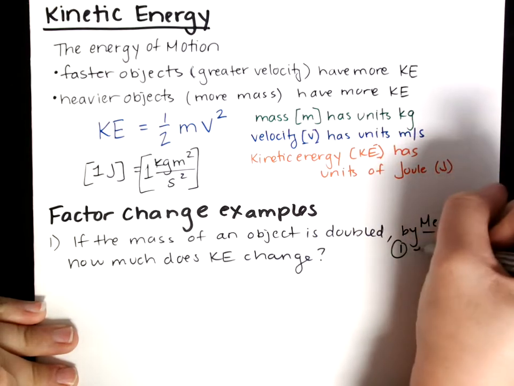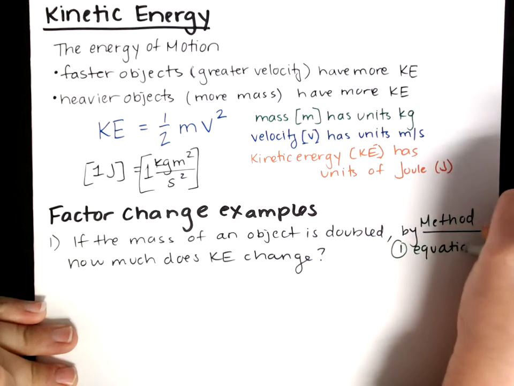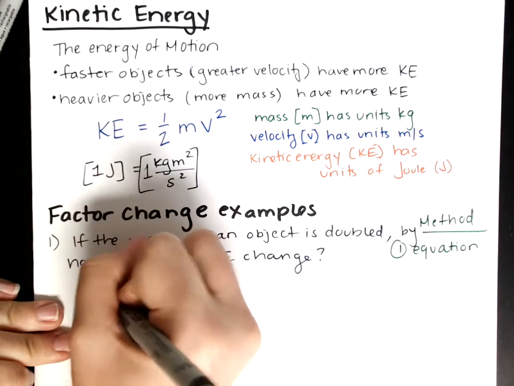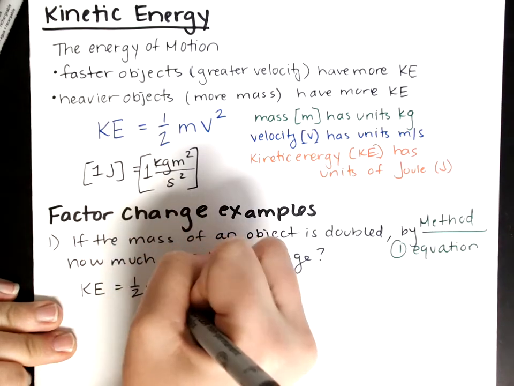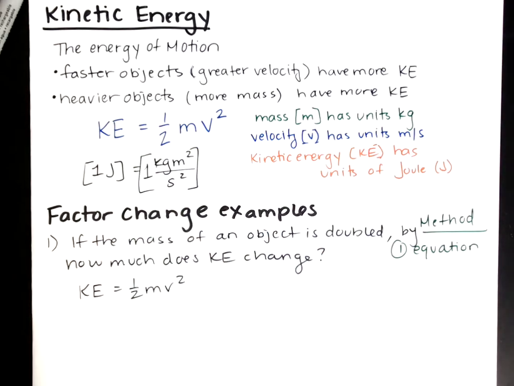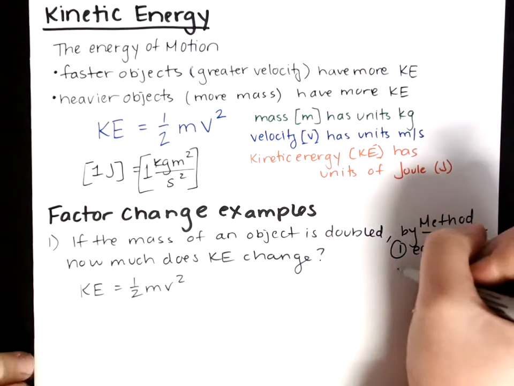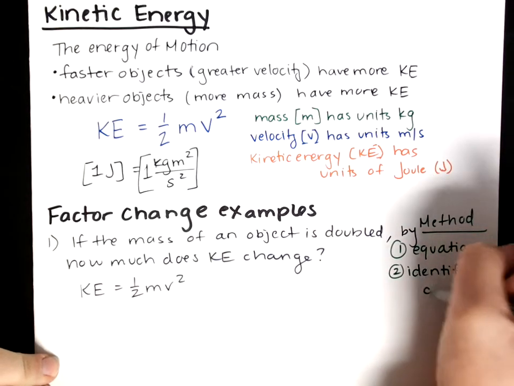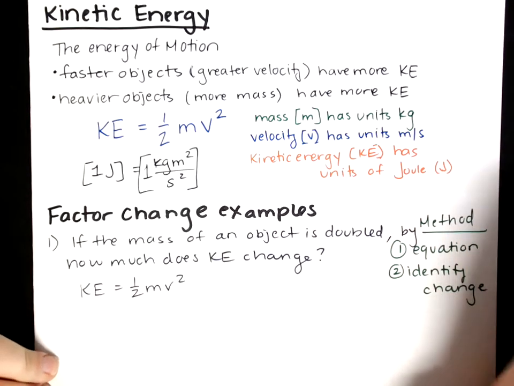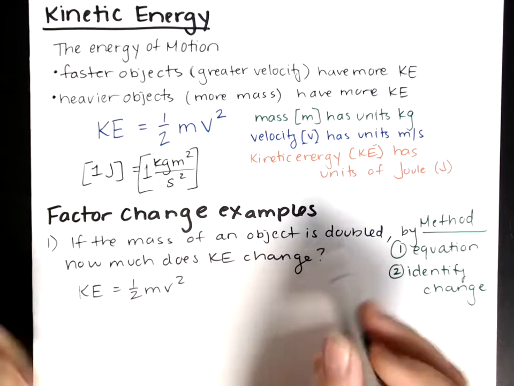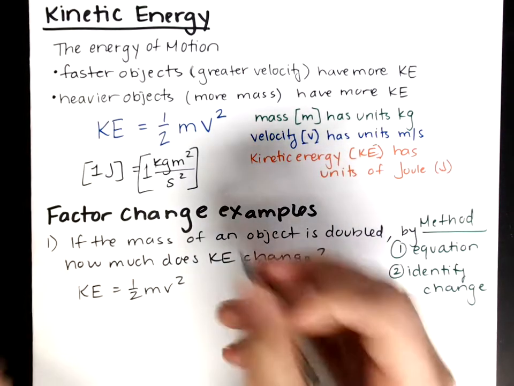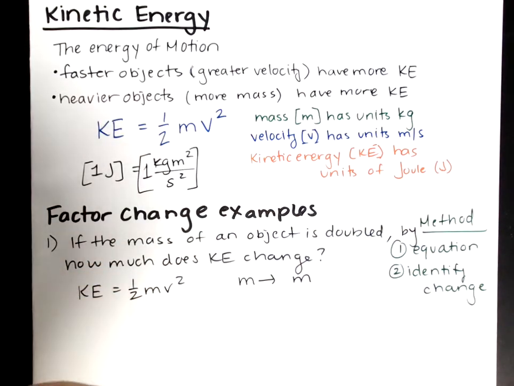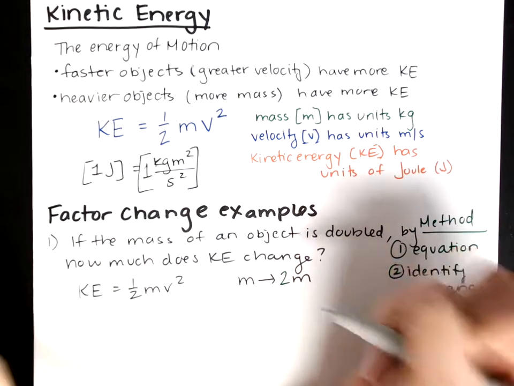Step 1 is going to be write the equation. So let's write the equation. We get KE equals 1/2 mv squared. And then we're going to identify the change. Our change in this case is the mass is going to be doubled. So our m value is going to become 2m, twice the mass, 2m.